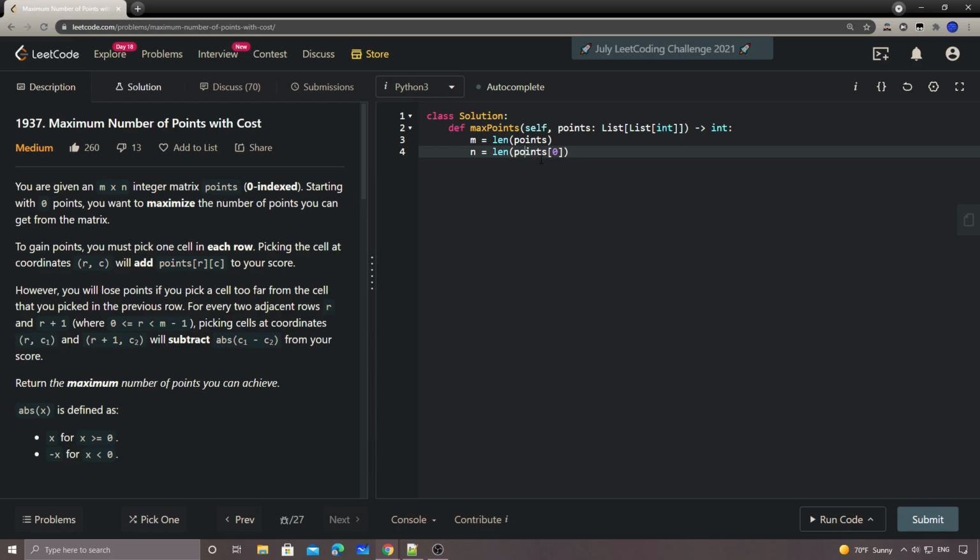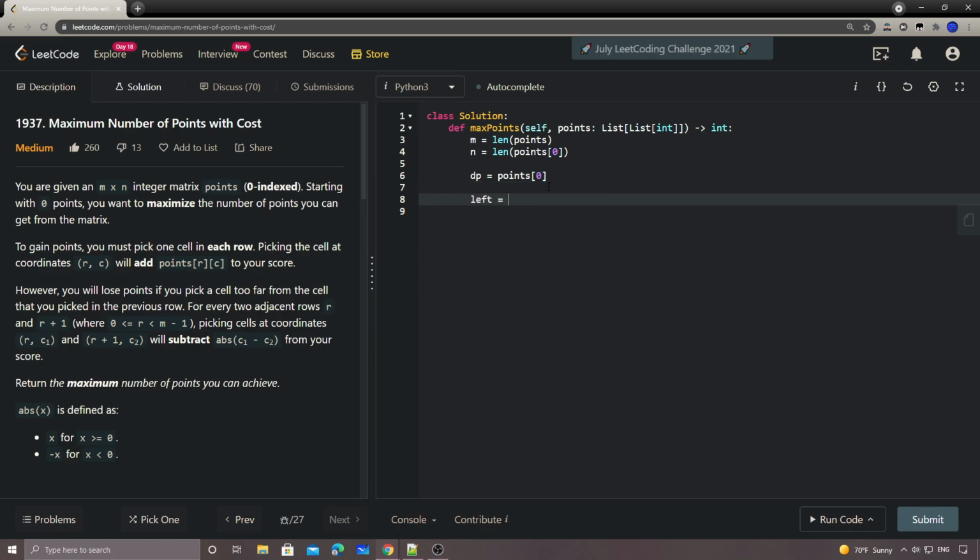Point, okay. And then for DP, since we only need the previous one row of DP, we can just compress the space complexity into one-dimensional DP, right? Which means we only need the DP to store the previous row's result. So at the beginning, for the first row there's no cost, so the DP value is the first row of the point, okay?